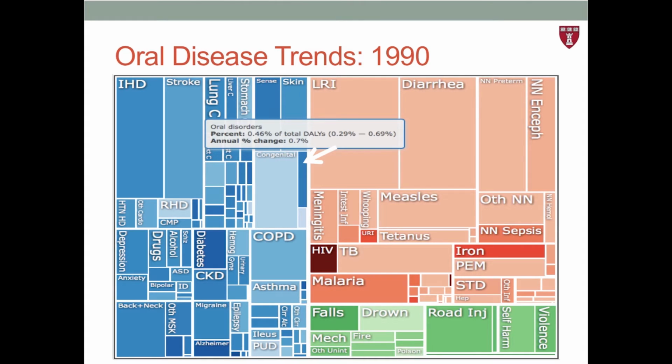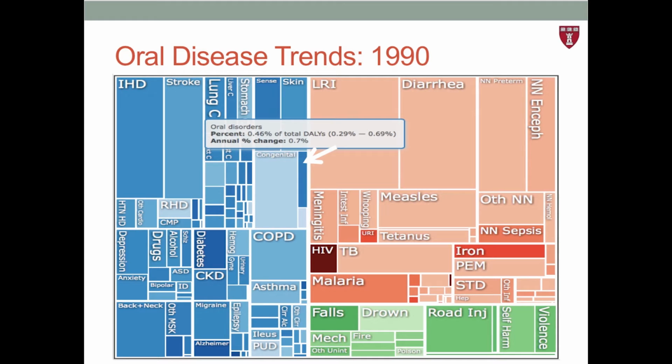Let's look at some data first before we answer that question. So you remember this graphic. This is the 1990 Global Burden of Disease Study graphic. Oral diseases here are part of the blue, and you can see I've highlighted this. They're part of the blue category, the non-communicable disease category. So that's the oral disease box, labeled generally oral disorders. And these include caries, periodontal disease, edentulism, and severe tooth loss, as well as some other oral disorders.